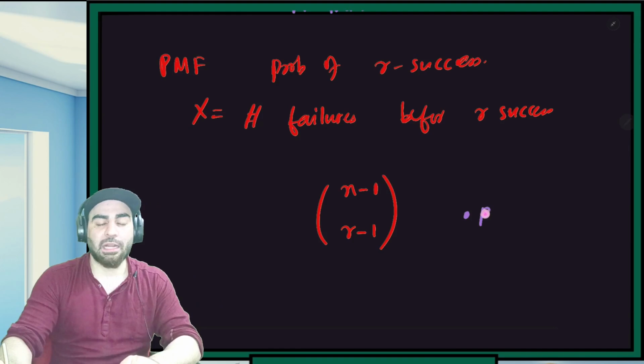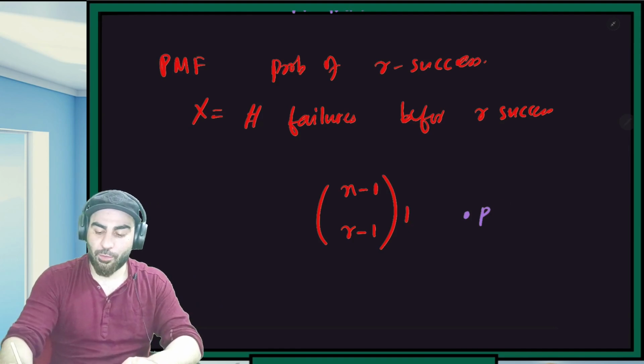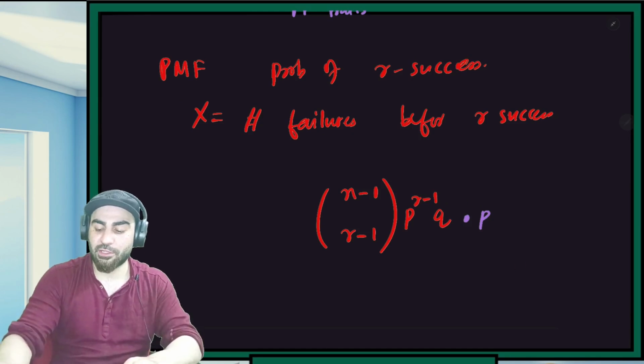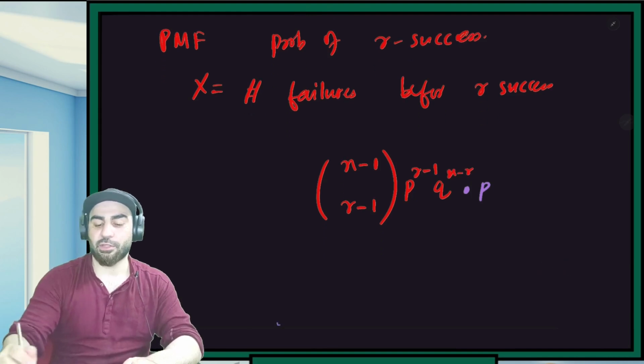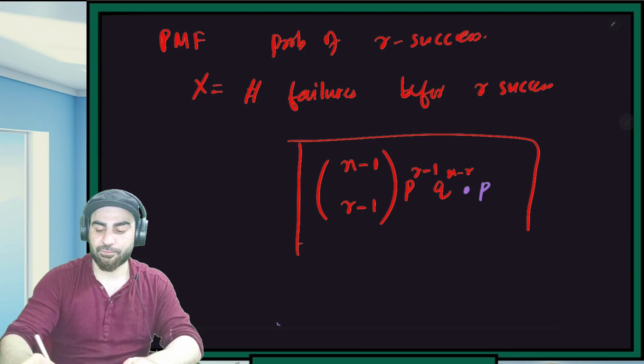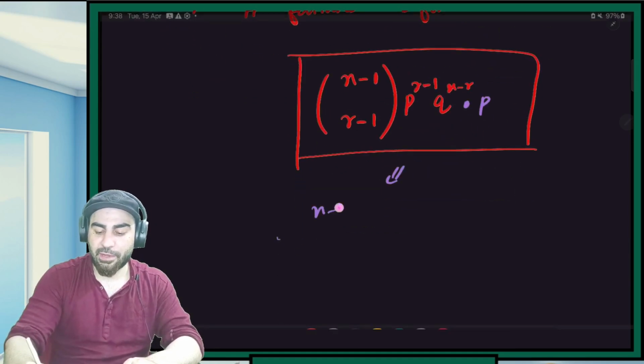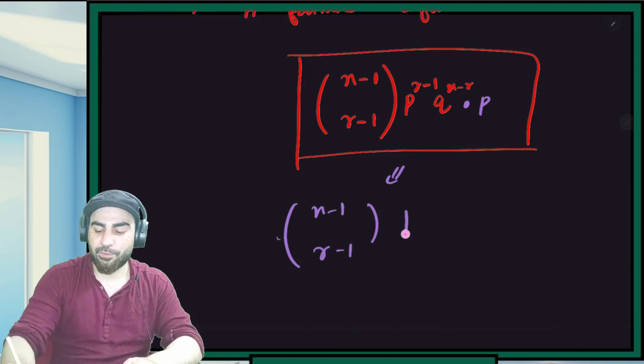Now the rth success is this. So what is the probability? This is p to the power r minus 1, because I got r minus 1 successes. Failure q: you got n minus 1 minus (r minus 1) failures. This is n minus 1 minus r plus 1, so you got n minus r. Right? So this is the probability of r successes. I can write it down again and simplify it a bit. This is n minus 1 choose r minus 1, times the probability of r successes.